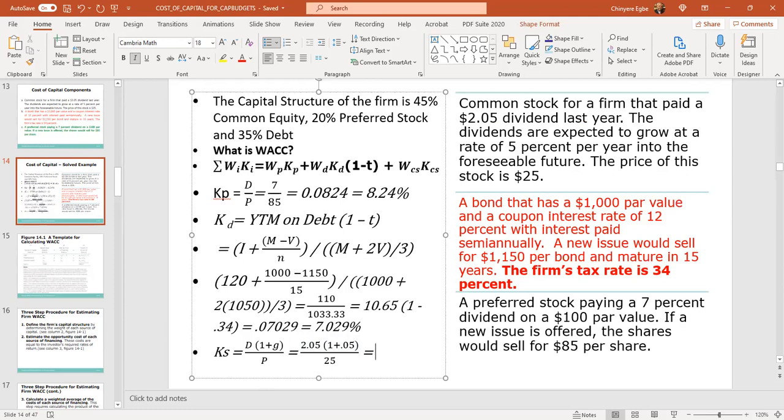Okay, 0.0861. Okay. Yeah. 0.0861, which is 8.61%.